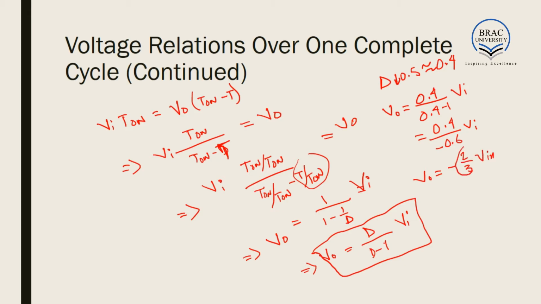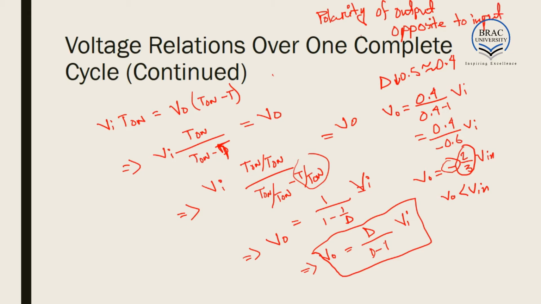Now we see, firstly, 2 by 3 is less than 1, so V output is less than V input, so this is acting as a buck converter. Again, it is to be noted that there is a minus sign. In case of buck boost converter, the output is always opposite of input, that is, the polarity of output is always opposite to input.